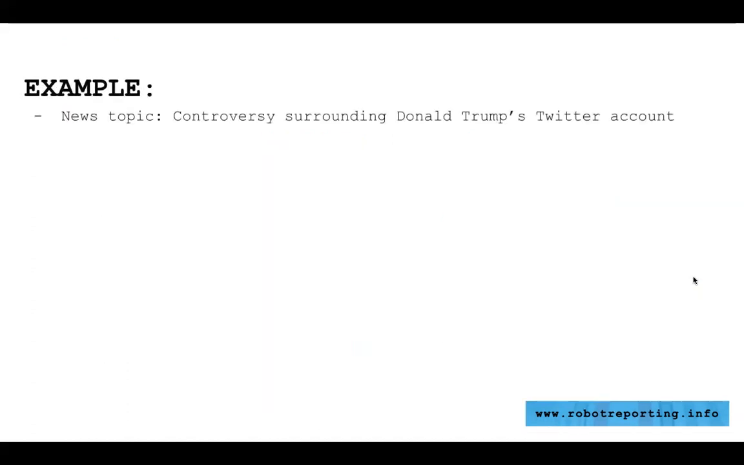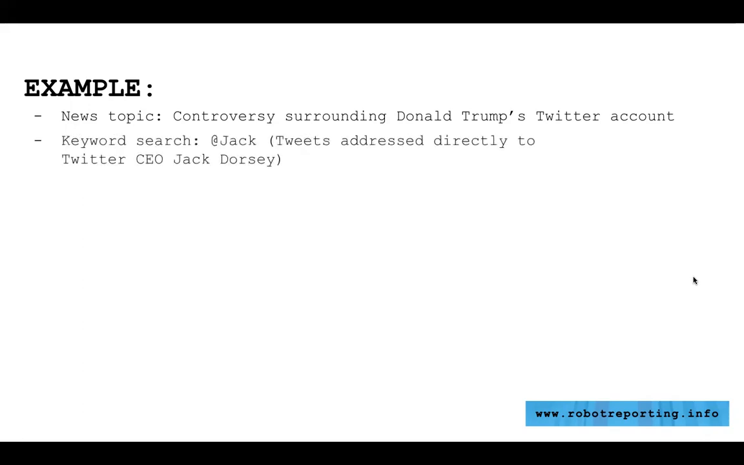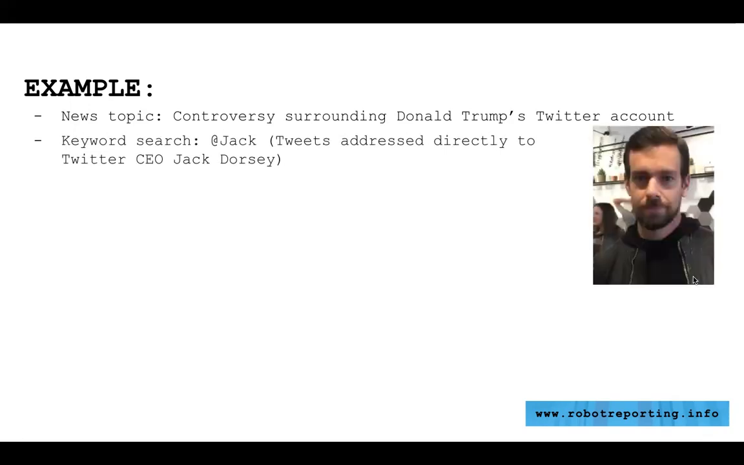So for example, last week, I was very interested, like many of us were, in the controversy surrounding Donald Trump's Twitter account, which was very much in the news. So I decided to do a keyword search with my robot, but not just about Donald Trump's Twitter account. I said, let's do something more specific. Let's look at the tweets directed to one person, the Twitter CEO, Jack Dorsey, @Jack is his handle, because a lot of people I'd seen in the Twitter traffic had been writing to him, requesting him either to shut down Donald Trump's Twitter account, or not to do so. So I said, let's take a close look at those.